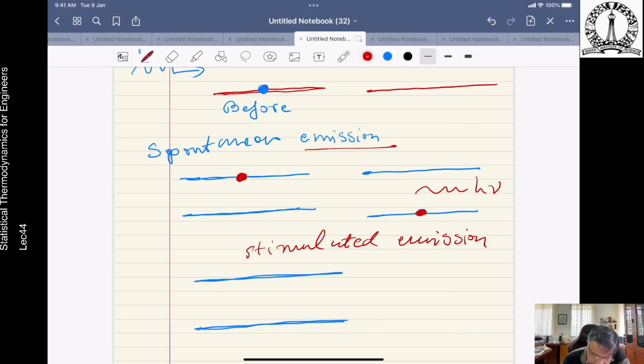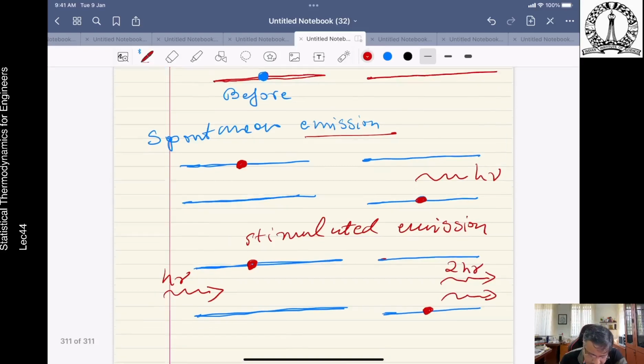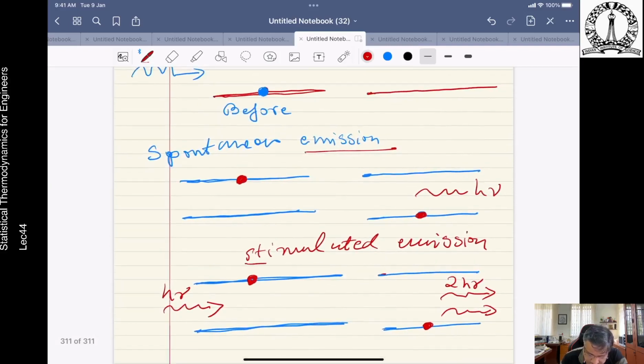Okay, so there was this at the excited stage. Now you have h nu, okay, that is hitting this. All right, so now what happens is that in the next step you have the particle now residing in the ground state, but there is 2 h nu amount of energy that is released. Okay, so this is called stimulated emission.